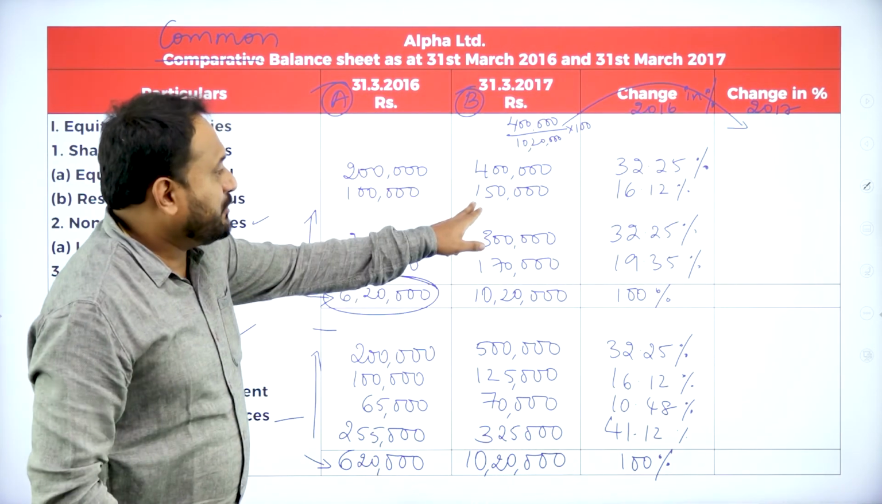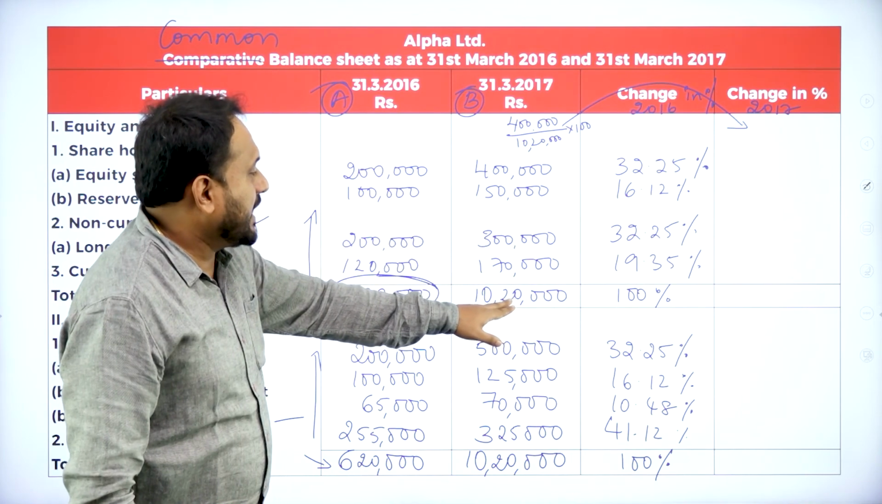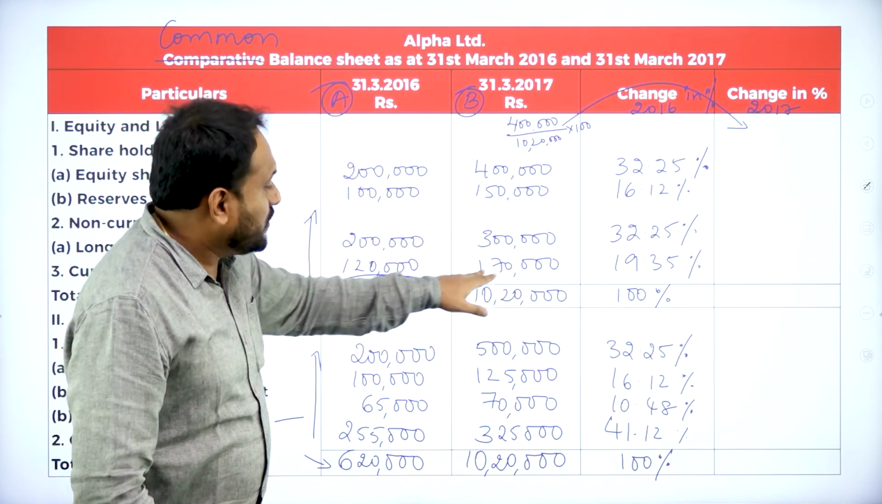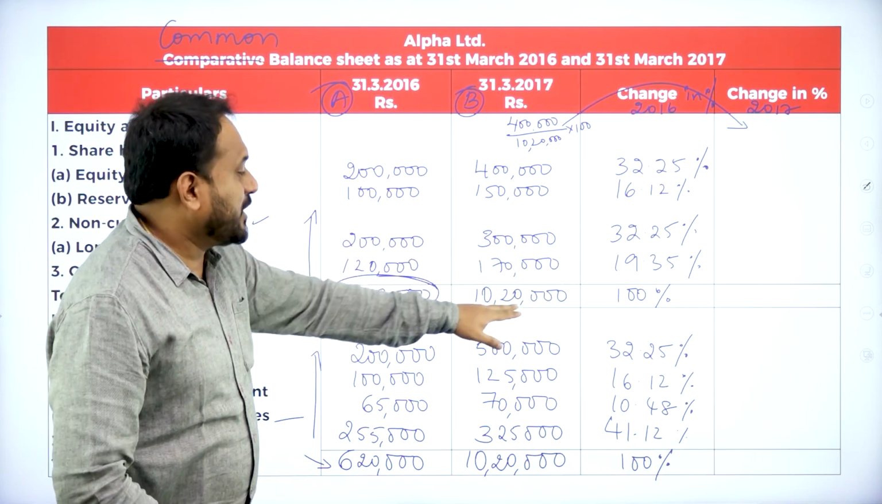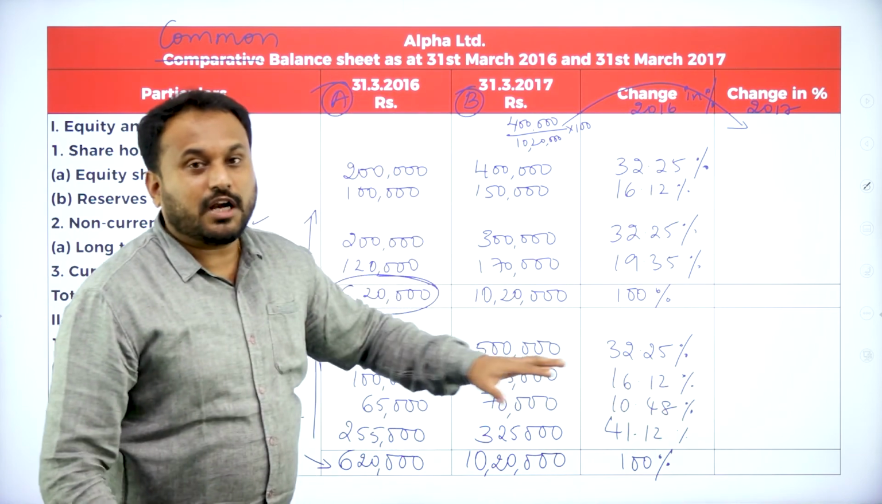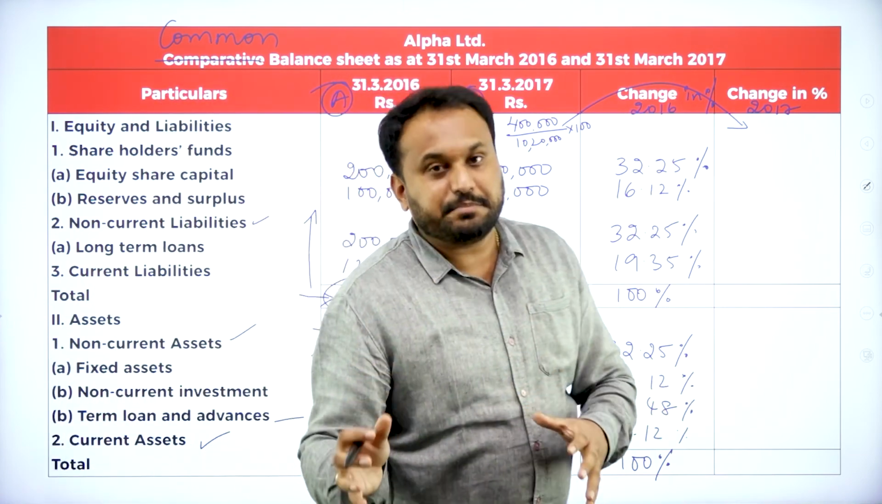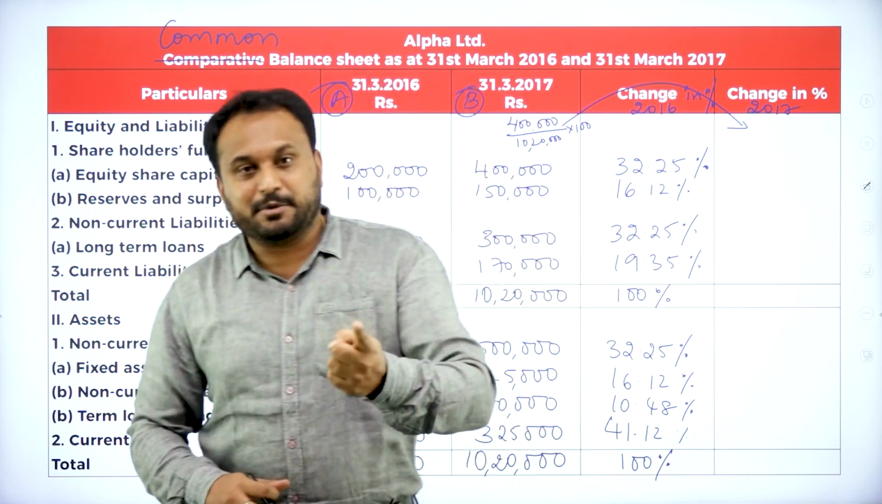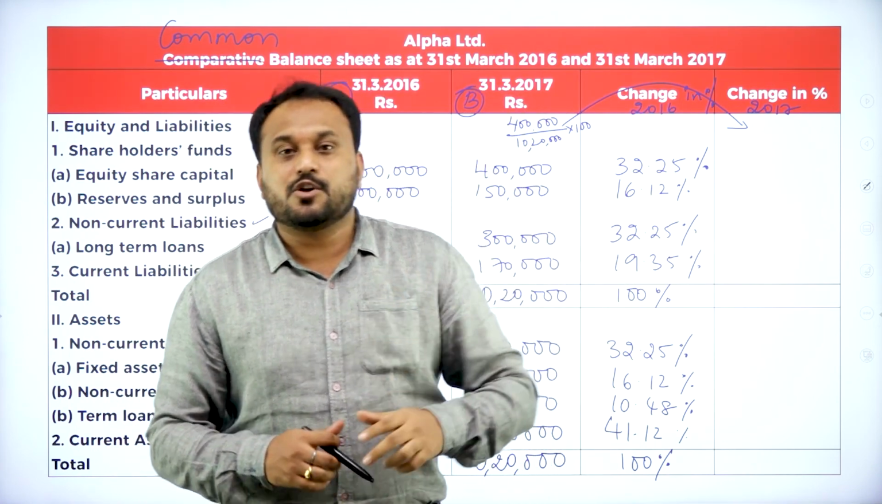Again, 1,50,000 divided by 10,20,000 into 100, 3 lakh divided by 10,20,000 into 100, and 1,70,000 divided by 10,20,000 into 100. So you fill this. This is what is called the common size statement. We went with the same question. We learned the comparative statement as well as the common size statement.